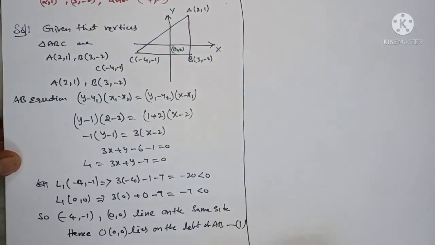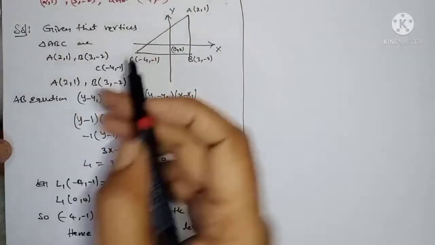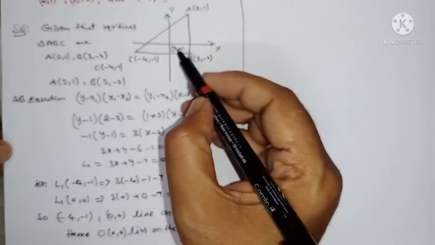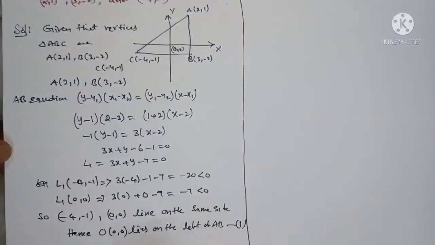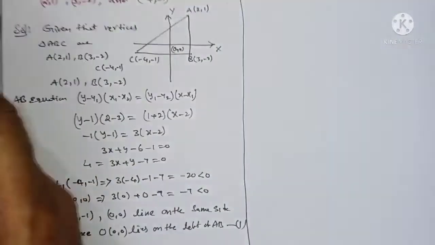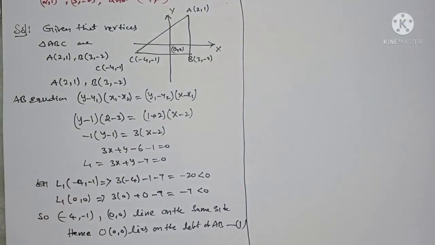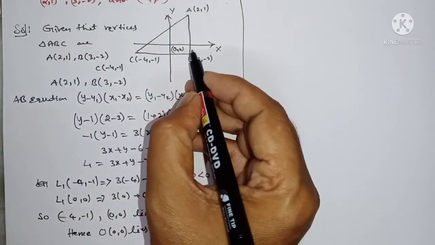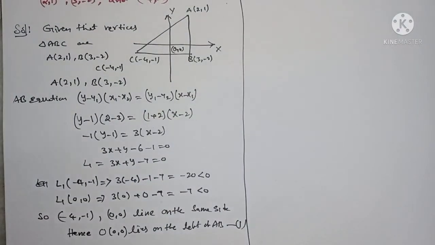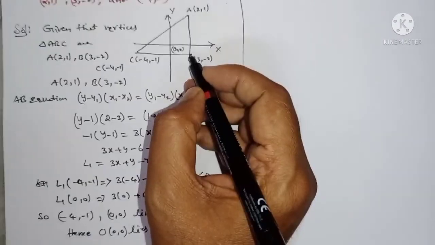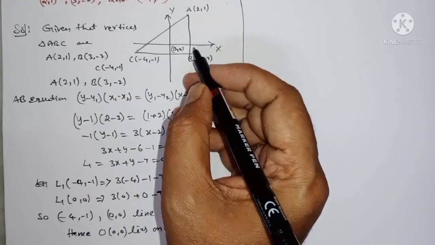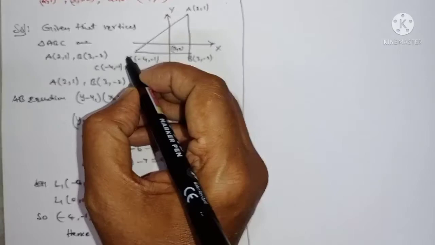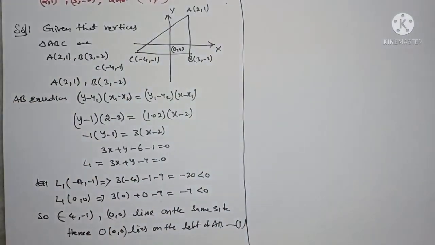Understood? This is the left side of the AB. The two points are on the left side of the AB. This is the right side, this is the left side. 0 comma 0 and minus 1 comma minus 1 are on the left side of the AB. Therefore 0 comma 0 is on the left side of the AB. Similarly you can find the BC and AC also.